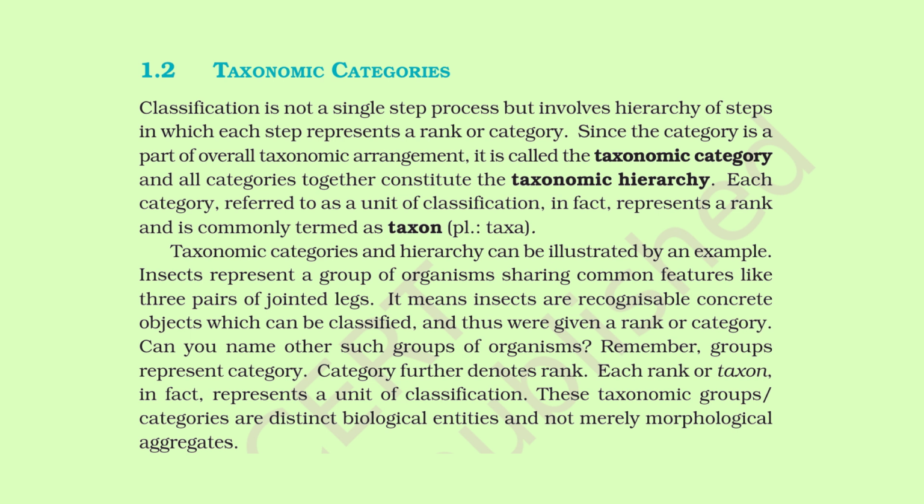Insects represent a group of organisms sharing common features like 3 pairs of jointed legs. It means insects are recognizable concrete objects which can be classified and thus were given a rank or category. Can you name other such groups of organisms? Remember, groups represent category. Category further denotes rank. Each rank or taxon in fact represents a unit of classification. These taxonomic groups or categories are distinct biological entities and not merely morphological aggregates.